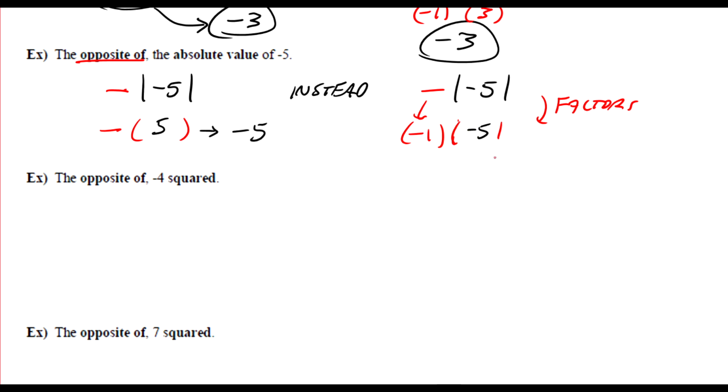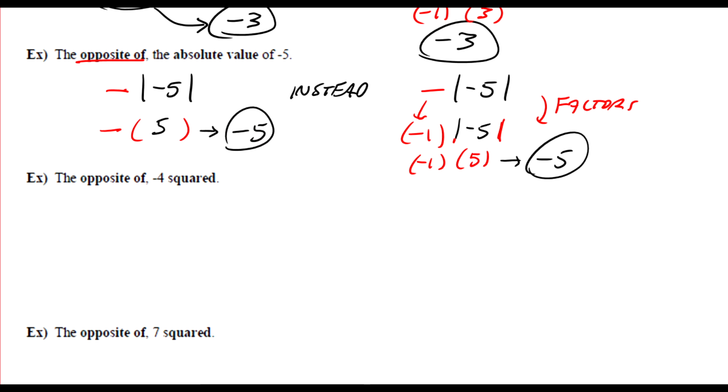So when we evaluate, that's the absolute value, isn't it? So this is the absolute value of -5. We need to know the absolute value of -5. That factor value is +5. -1 times +5 is -5, which is the same.